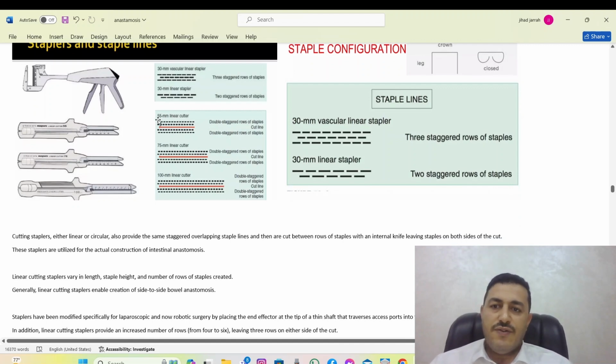The size over here, if you see 55 millimeter, 75 millimeter, 100 millimeter, depends on the length of what we call the cartridge and the anvil, the length of the anastomosis we are going to create. Actually, you can see here, for example, this is about 7.5 centimeter, and it creates 2 rows on each side of the cutting edges. Okay.